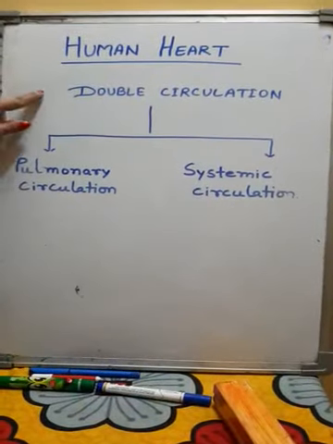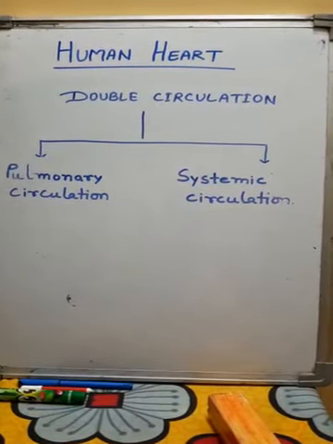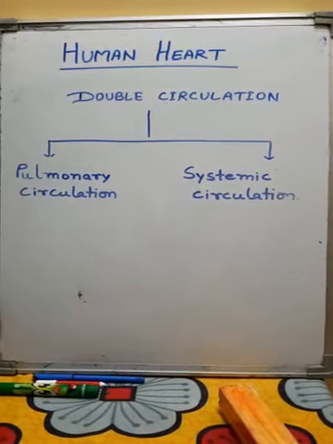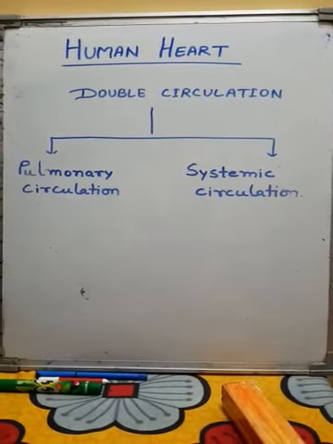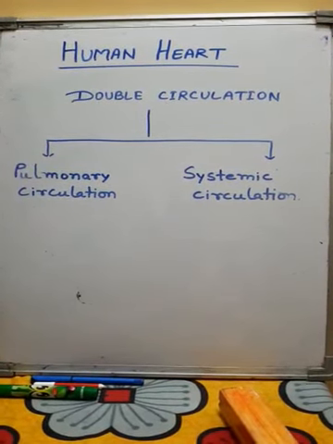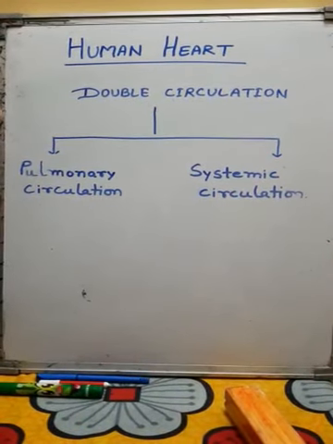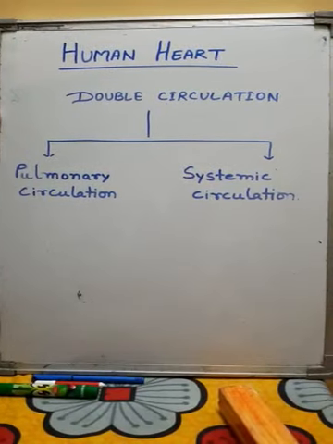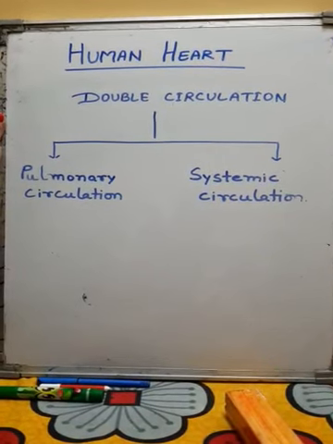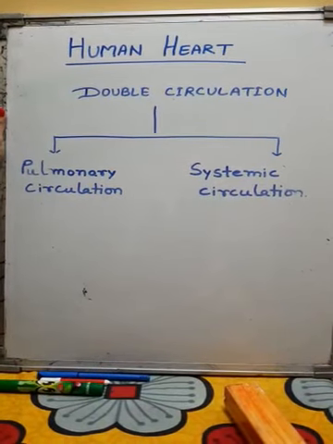Double circulation. In human beings and birds, the circulation of blood is of double circulation type. In lower organisms, in fishes, the blood flows through the heart only once while completing the full circuit. It is called single circulation. But in higher organisms, in human beings, as we studied just now, blood enters inside the heart twice during one single circuit of blood flow.